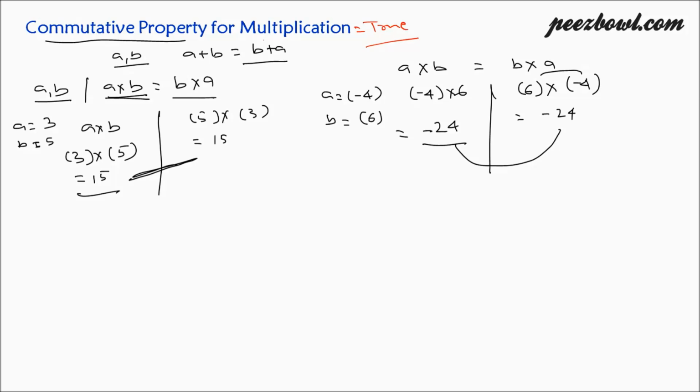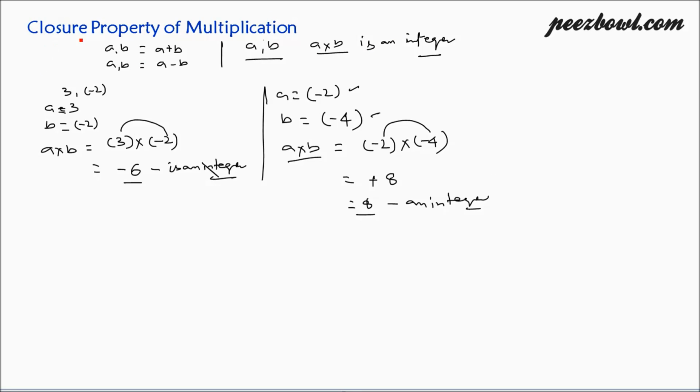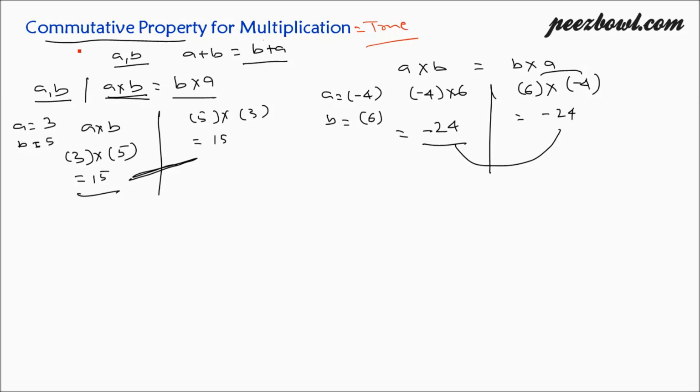So we have seen two properties of multiplication with examples. First one was closure property of multiplication, which is true, which says that for any two integers a and b, a multiplied by b will be also an integer. And the second property we saw, commutative property, which says that for any two integers a and b, value of a multiplied by b will be equal to b multiplied by a. Irrespective of in which order we multiply the integers, the value will be same.